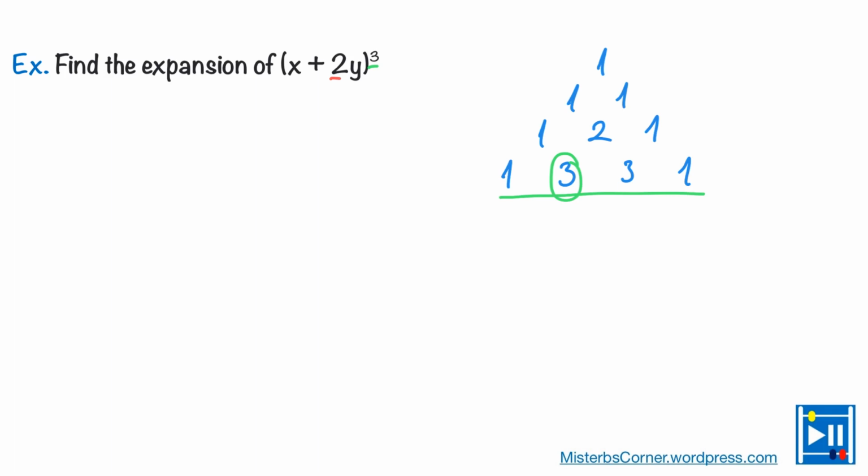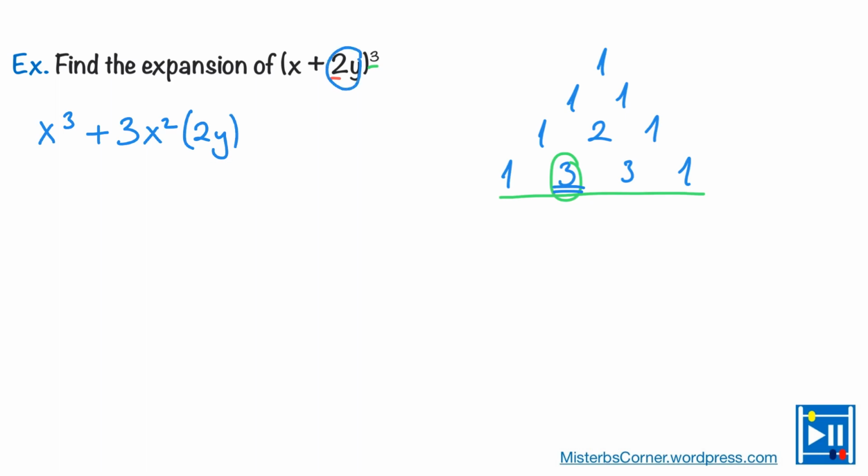Now let's write the expansion. So I'll start with the first term. It's going to be x cubed, and then I'll get the coefficient here. It's going to be 3 times x squared. I decrease the power of x by 1. Now the second term appears as 2y, right?